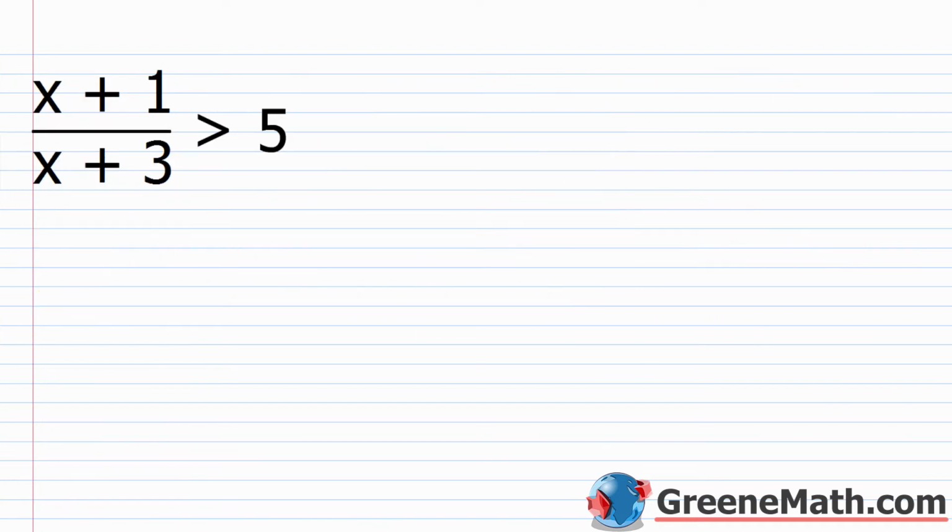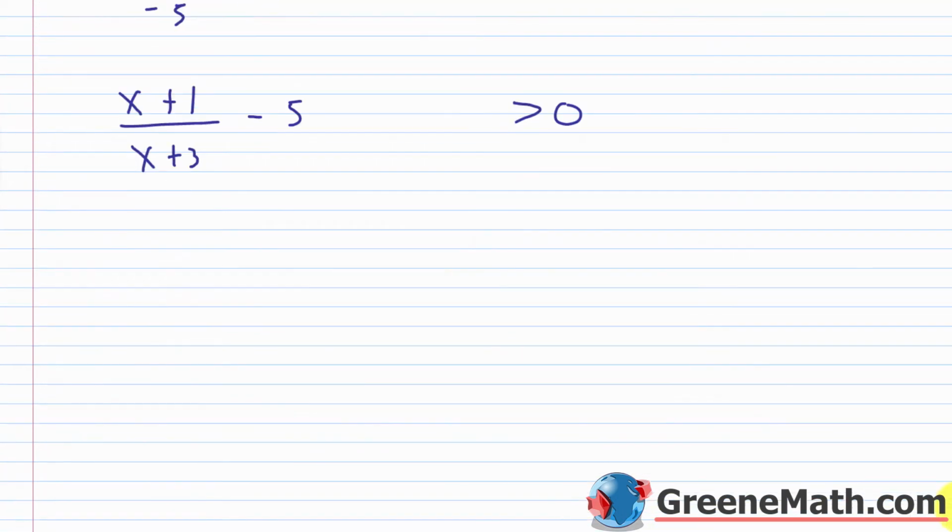So we have (x plus 1) over (x plus 3), and this is greater than 5. So the very first thing I'm going to do, I'm going to subtract 5 away from each side of the inequality. So I will have (x plus 1) over (x plus 3) minus 5, and this is greater than 0 now. So how do I write this as a single fraction? Well, I just need to get a common denominator going. So let me move this down a little bit and get some room going.